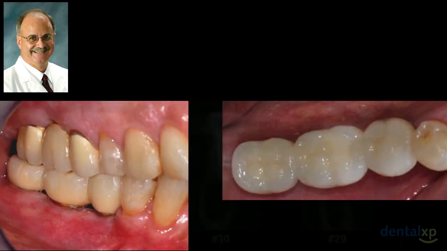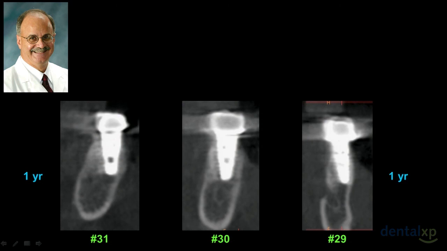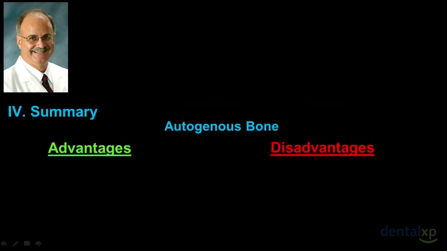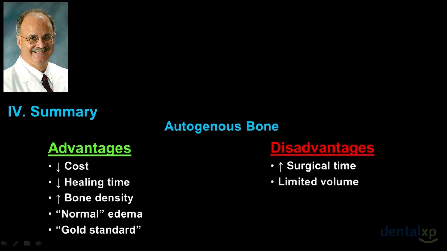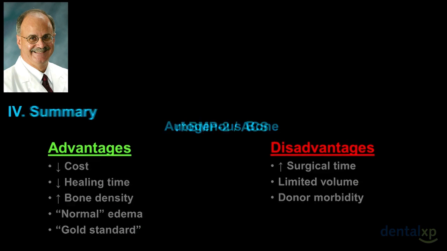And again, predictable. So in summary, when we compare the use of autogenous bone with BMP, the advantages of the patient's own bone, of course: there's no cost. There's no $900 to $6,000, depending on the defect size. Healing time is minimized. Bone density is great, and there's normal, quote-unquote, edema. Versus, yes, increased surgical time, depending on the circumstances, not so bad, limited volume of bone, and donor morbidity.